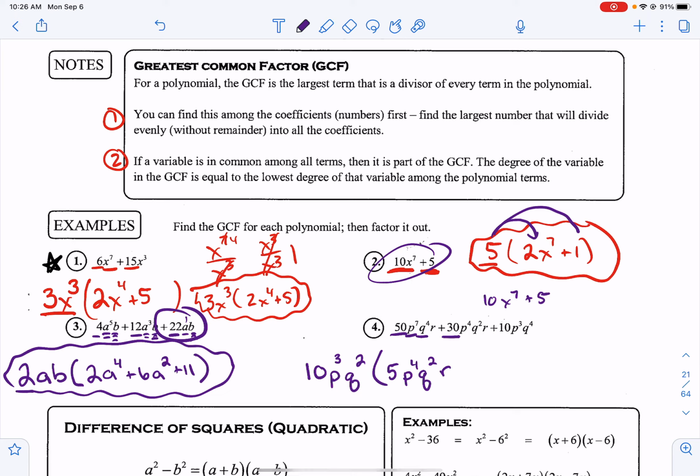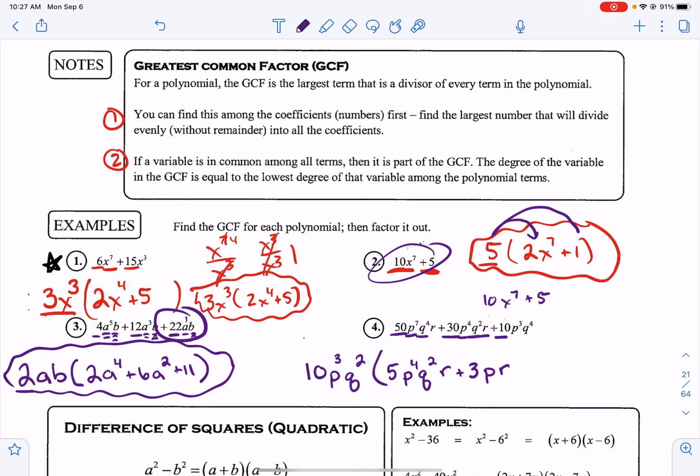Okay? Now 30 divided by 10 is 3. P to the 4th divided by P cubed is P to the 1. Q squared divided by Q squared goes away, right? Because that just becomes 1. And R divided by nothing leaves me with R.